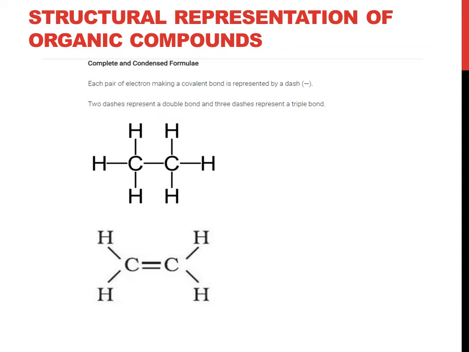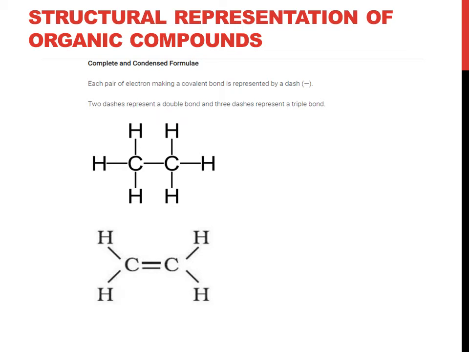Structural representation of organic compounds. First of all, start with the complete and condensed formula. It's shown on the screen, CH3 single bond CH3, which means it is C2H6. It means it is ethane. It contains 2 carbons which are single covalently bonded. Each pair of electrons making a covalent bond is represented by a dash. Dash means covalent bond. 2 dashes represent a double bond and 3 dashes represent a triple bond.